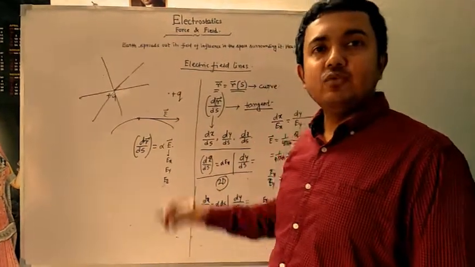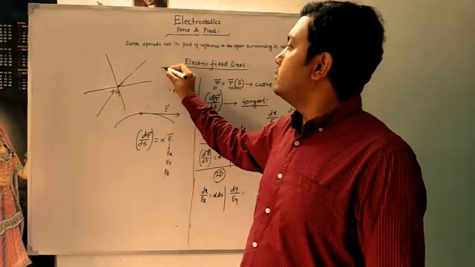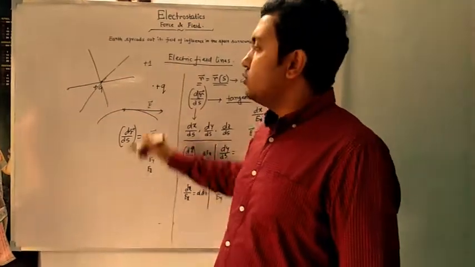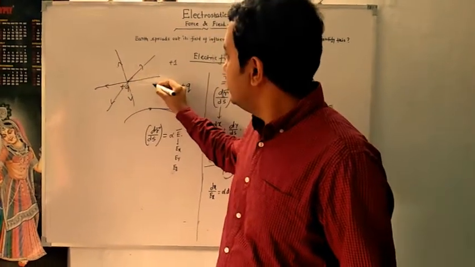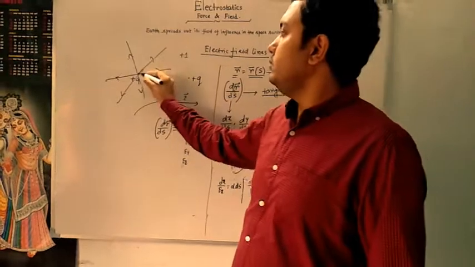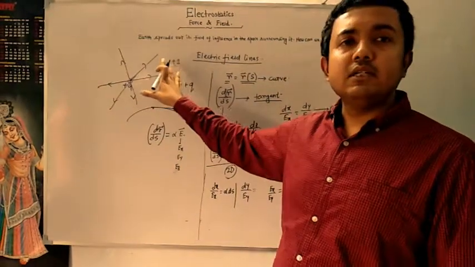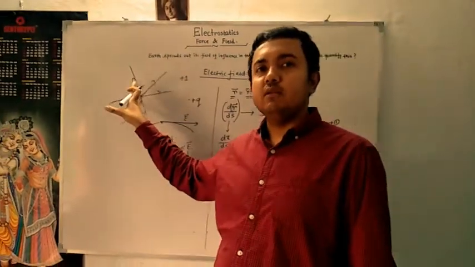And as we take the test charge as plus 1 coulomb charge, the direction of the field line we take outward. This will be the representation, a straight line passing through origin.